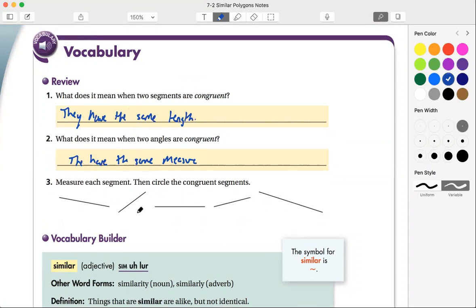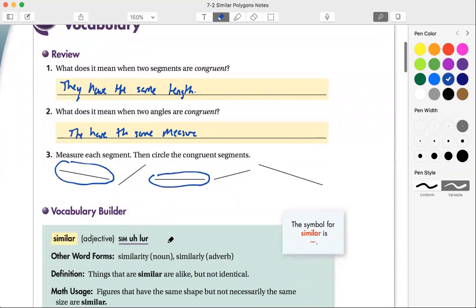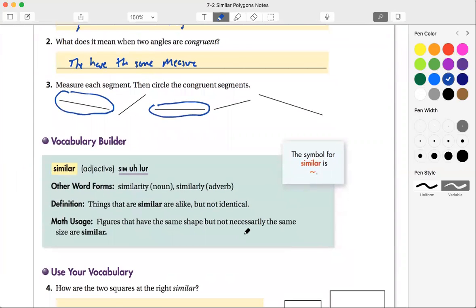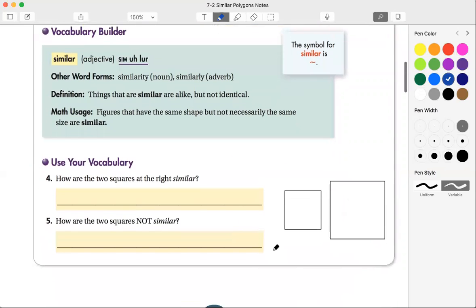Okay, let's measure each segment and see which one's congruent. Well, this one is congruent to this one. Okay. So, similarity. Things are similar or are alike, but not identical. Figures that have the same shape but not necessarily the same size are what we call similar. So, how are the two squares at the right similar? They have the same shape. Okay, but they do not have the same size.